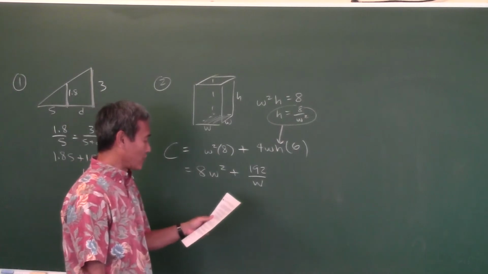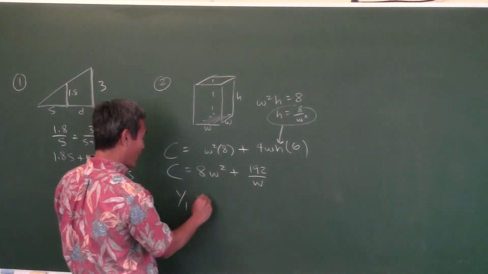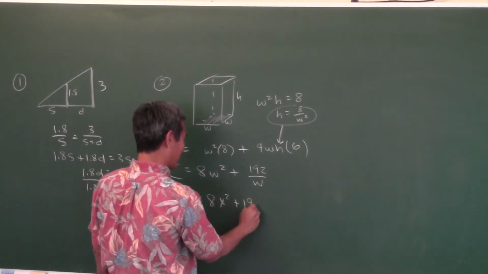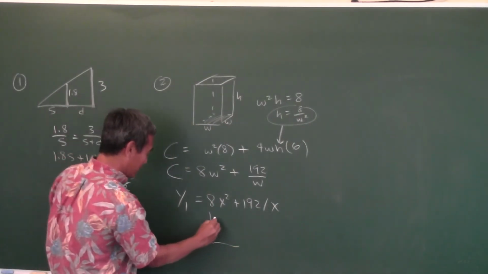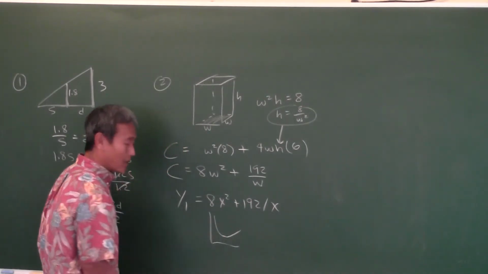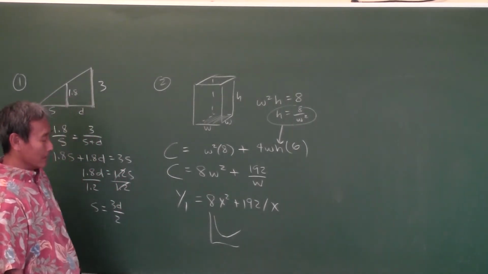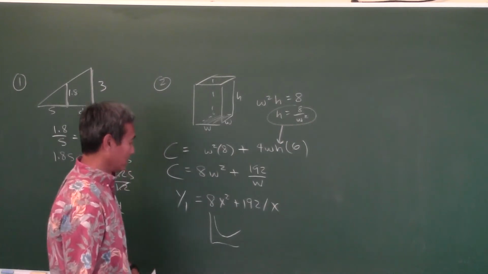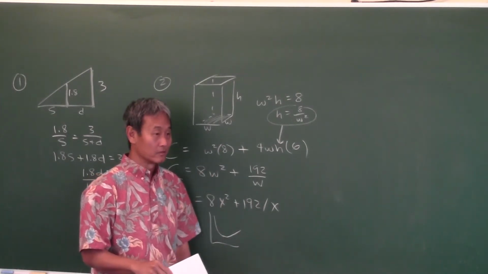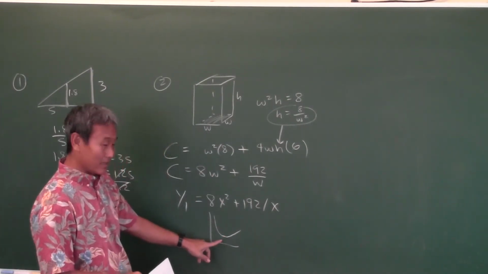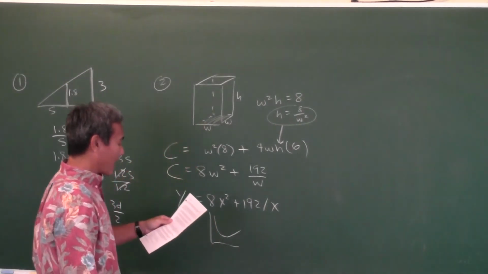Okay, now part B. Use a graphing calculator to find the minimum cost. So here's the cost function. On your calculator, you go y1 equal 8x squared plus 192 over x. And this is the key, people. You have to set the window so you can see the hump, so you can calculate the minimum. If you don't practice this, you cannot just press the graph button and expect to see something. You have to set the window on your own. If you can't see the hump, then you gotta change the window so that you can see it.